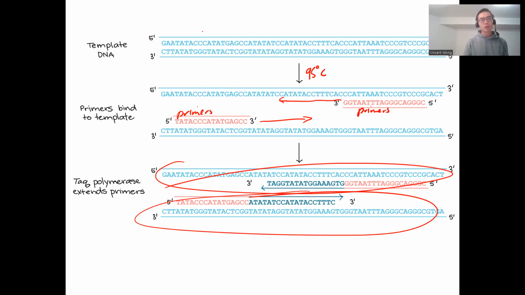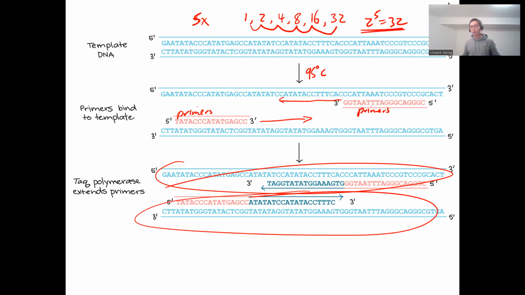So if you repeat this process 5 times, how many copies are you going to be able to make? 1 copy becomes 2, 2 copies becomes 4, then 8 copies, 16 copies, 32 copies. So that's 1 cycle, 2 cycles, 3 cycles, 4 cycles, 5 cycles. 2 to the exponent 5 is 32. So if you do this 20 times, 30 times, if you plug it into the calculator, you literally end up having millions and billions of copies.